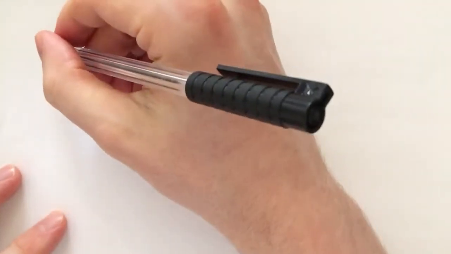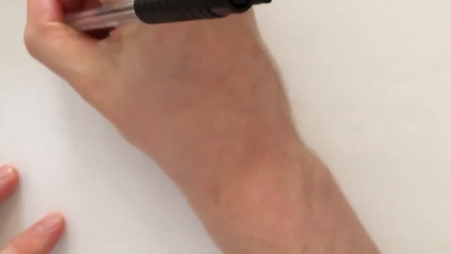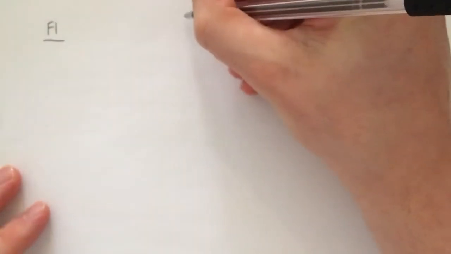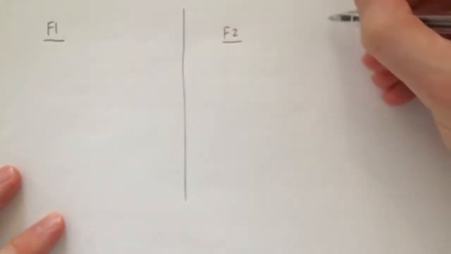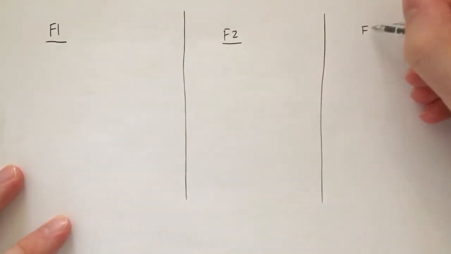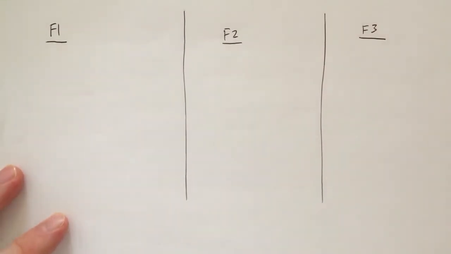Now I'm going to physically go through how I found those x values. Let's start with F1, and then I'm going to do F2 here, then F3 here. Because actually, once you get it, it's quite quick.